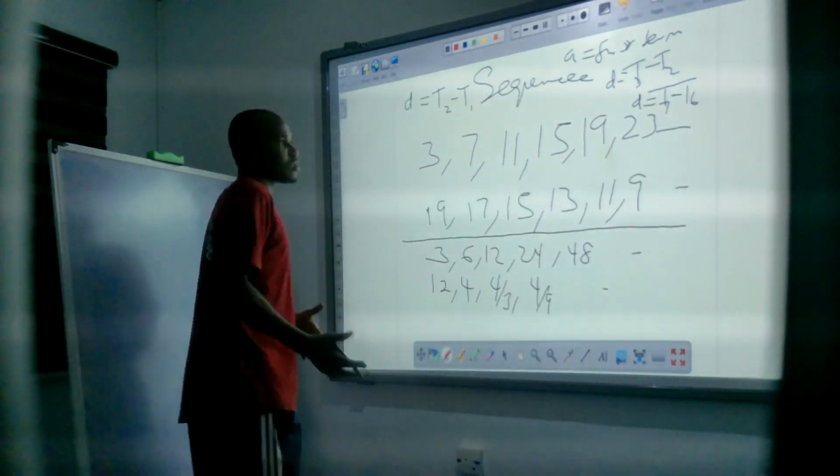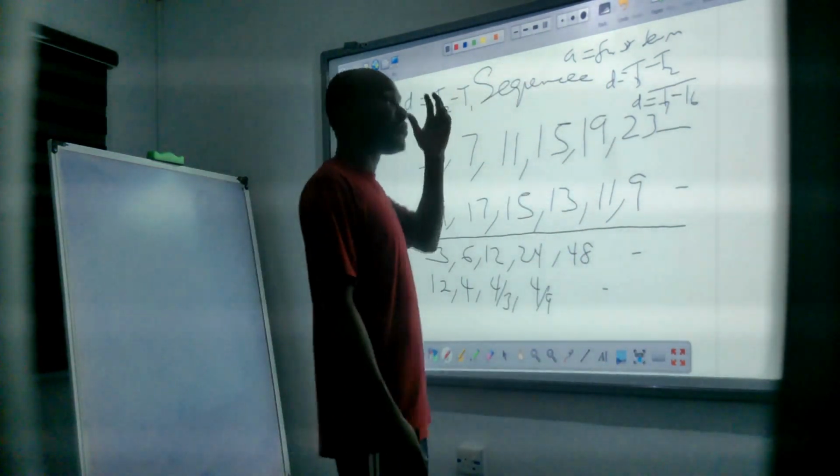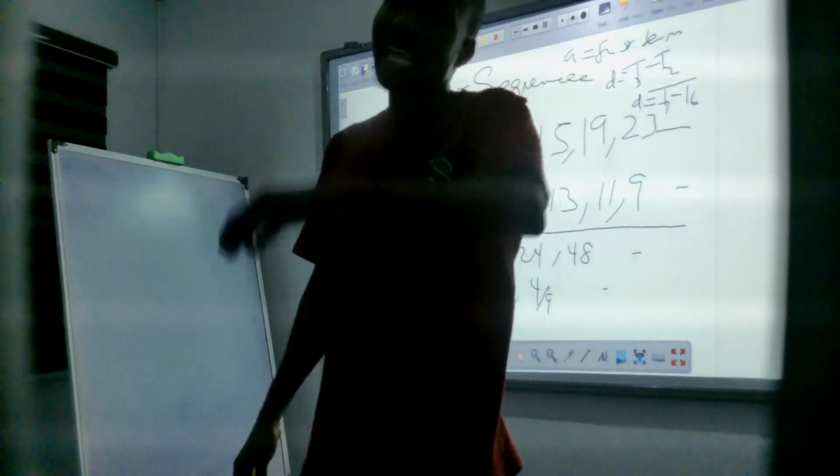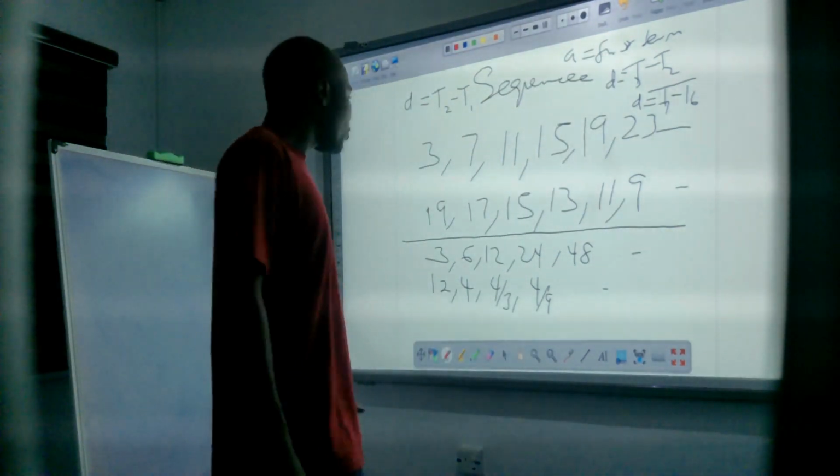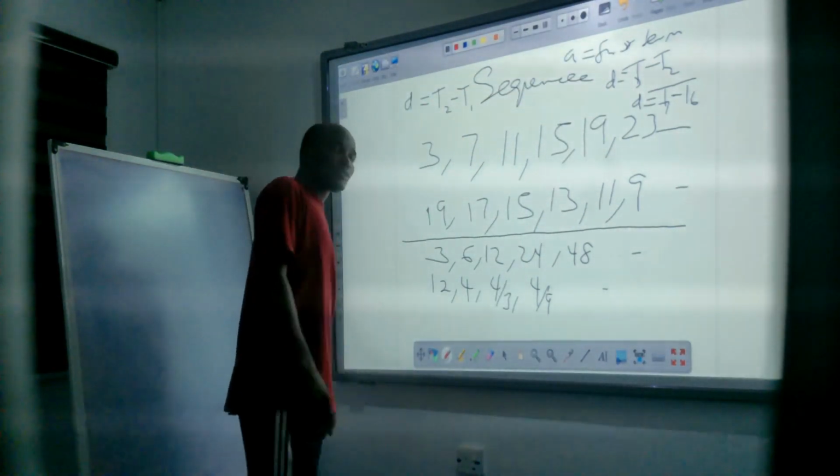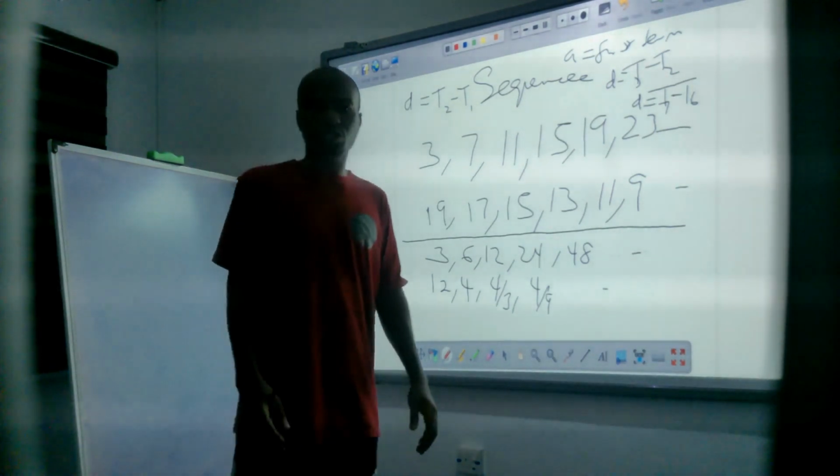If I know the seventh term, what term comes before the seventh term? The sixth term. So a term minus the term that comes before it will give you the common difference in every AP.